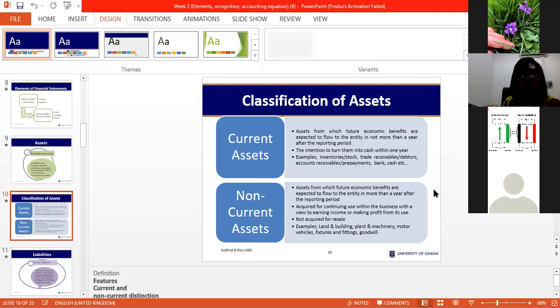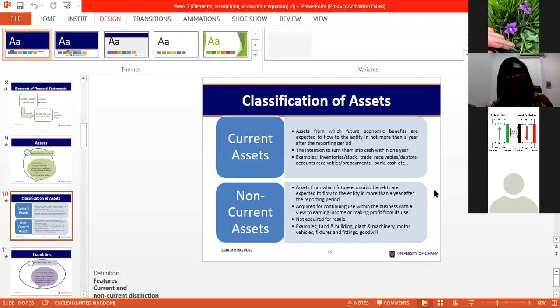So any inflow within the 12 months period that will not go beyond that is referred to as a current asset. So any resource that will flow within the 12-month period. Now the intention is to turn that resource into cash. And we have examples of current assets.